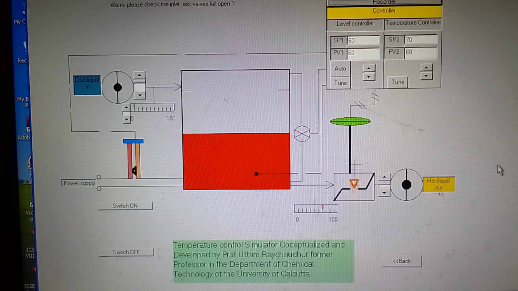I hope you understood the mechanism of the control system. Here the exit temperature is also showing 70 and the inlet temperature is 0 degrees centigrade. Whatever it is, you can change this temperature and restart the system, and both the controllers will take action. I hope you understood this control system.